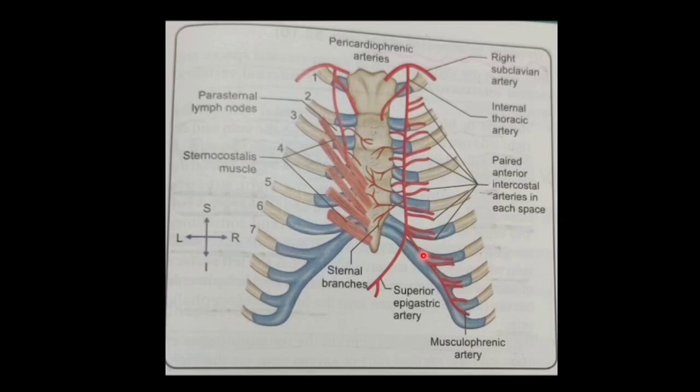So in the case of the posterior intercostal artery, the first 2 arise from the superior intercostal artery, which is a branch of the costocervical trunk of the subclavian artery, whereas the lower 9 arise directly from the descending thoracic aorta. In the case of the anterior intercostal arteries, there are 2 in number, and in the first 6 spaces they arise from the internal thoracic artery, whereas in the last 3 spaces they arise from the musculophrenic artery, which is in turn a branch of the internal thoracic artery.